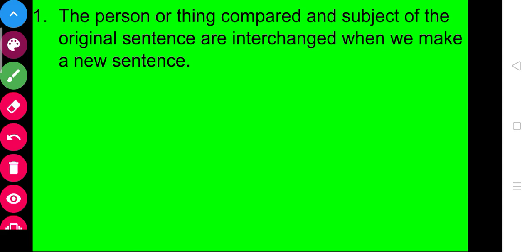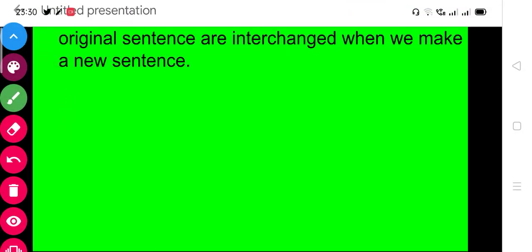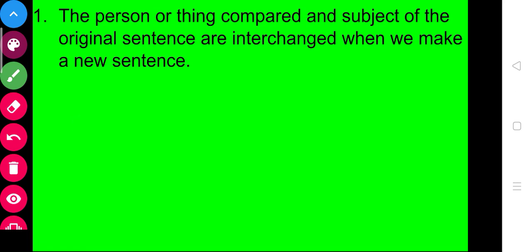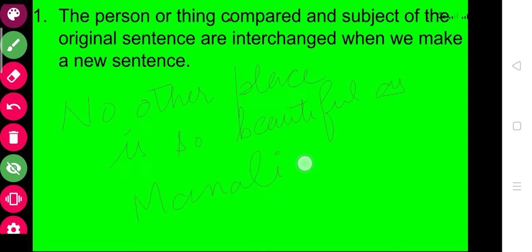Now what it means is, suppose a sentence is starting with "No other place is so beautiful as Shimla or Manali"; we can take an example of such beautiful places.